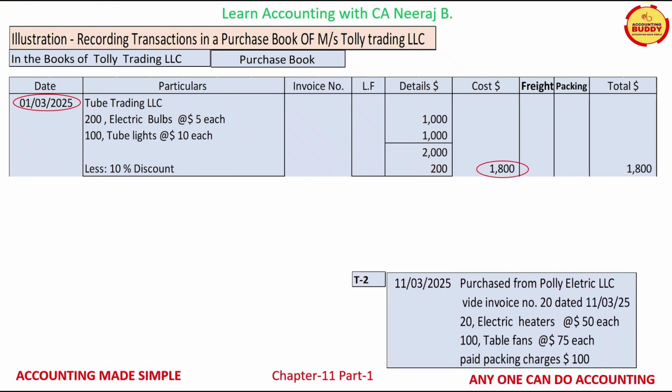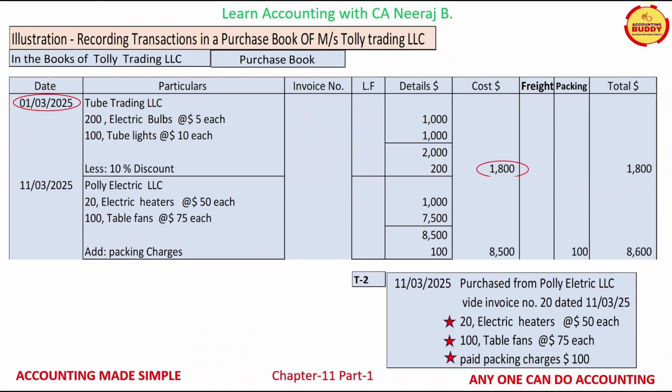The transaction T2 is on your screens. Tolly Trading LLC purchased 20 electrical heaters at $50 each and also purchased 100 table fans at $75 each from Poly Electric LLC on 11th of March 25. The supplier also charged $100 as packing charges on these goods. This transaction will appear as displayed on your screens.